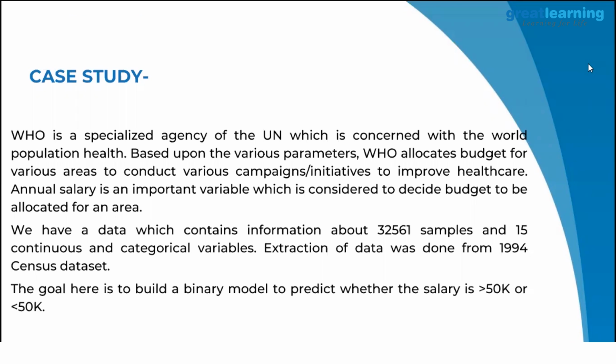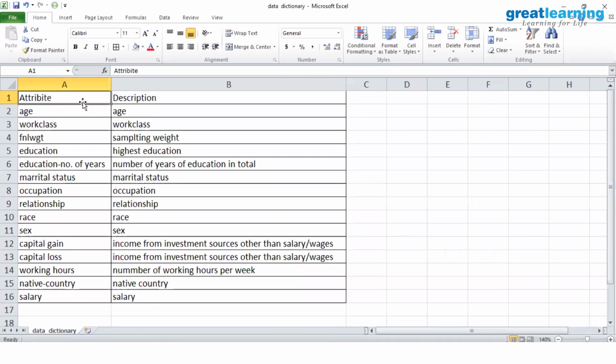Right. We have a data set about the world population health. Some data set we have taken up. Various campaigns. I will look at the data dictionary. So we have taken various attributes: the age, the work class, right? This is supposed to be the sampling weight, I think. And the highest education the person had, the education number of years, the marital status, the occupation, relationship, the race, the sex, the capital gain, capital loss, and the working hours.